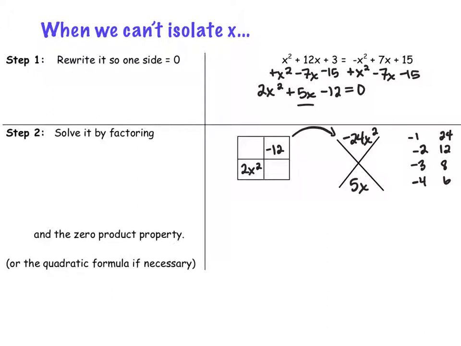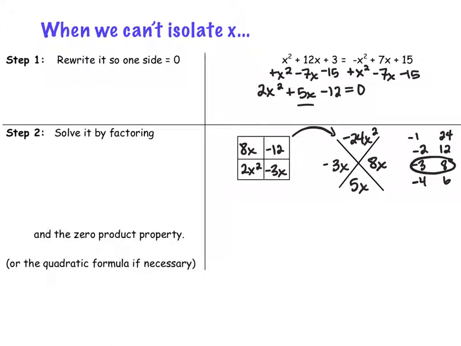And then I need to look at each of my pairs. Negative 1 plus 24 is 23. Negative 2 plus 12 is 10. Negative 3 plus 8 is 5. That is the pair that I want. Negative 3 plus 8. So negative 3x plus 8x. So I'm going to put those into my boxes.